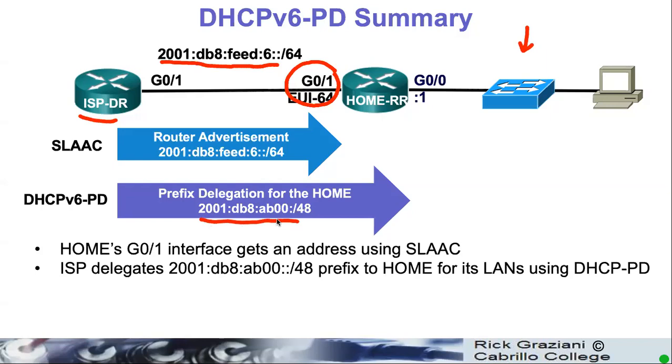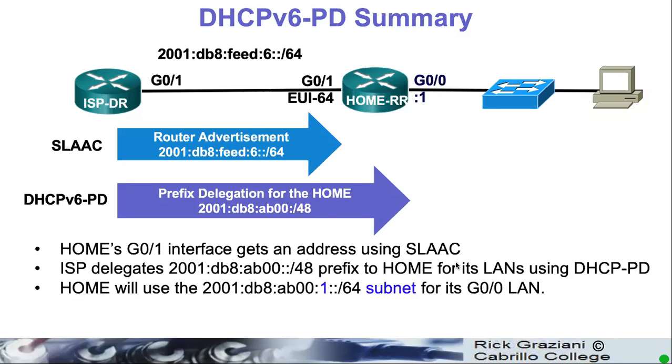Okay. In this case, let's say the home router is getting a /48. Now, what I get at home is a /64. I'll talk about the difference here in a moment. But if my ISP is sending me a /48 or a /52, it actually allows me to subnet. We'll see how this works here.